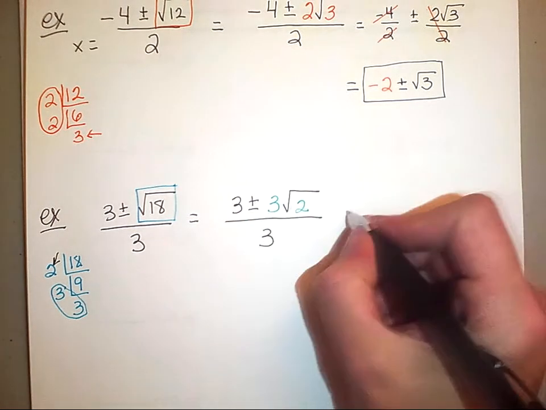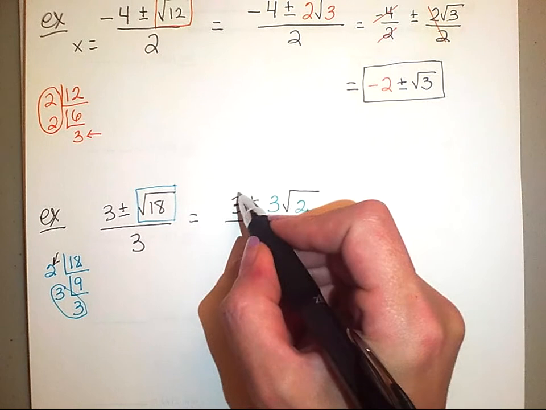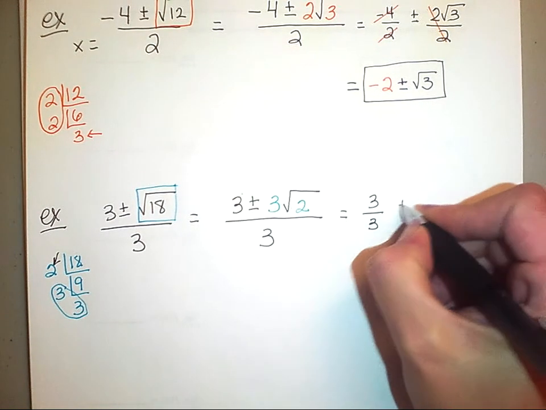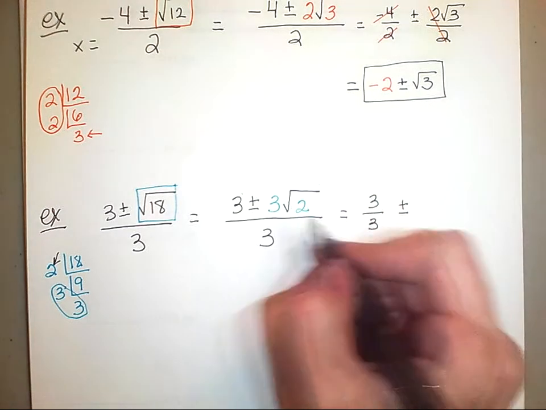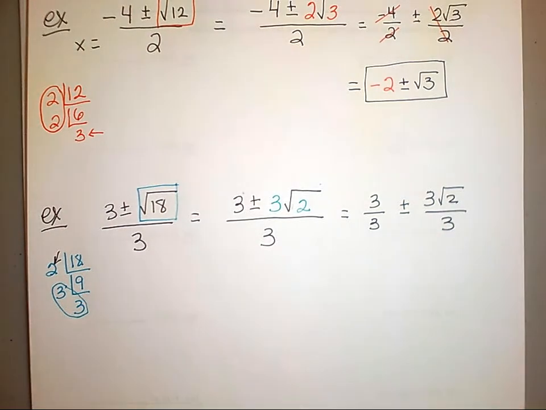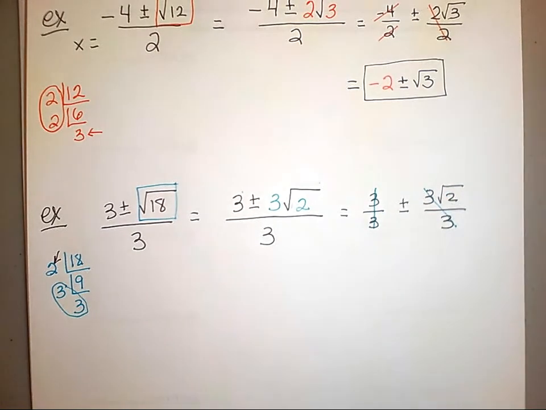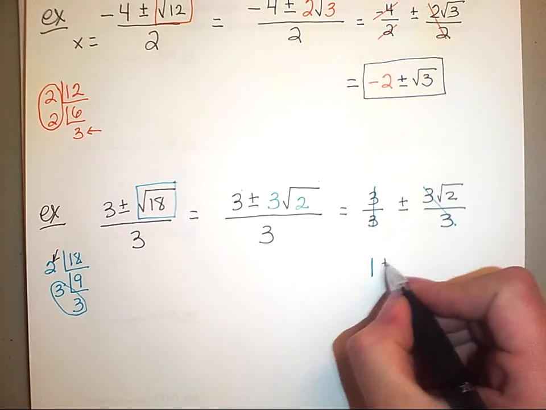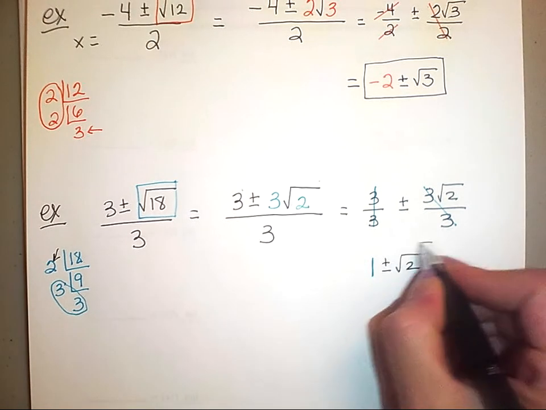Now let's do the same thing we did up here and rewrite this. So this is written as one great big fraction. We could take the first term over the denominator, plus or minus the second term, which is 3 square roots of 2 over 3. And then we can do the simplifying. This will cancel, and this will cancel. So in this part, we're left with 1 plus or minus the square root of 2.